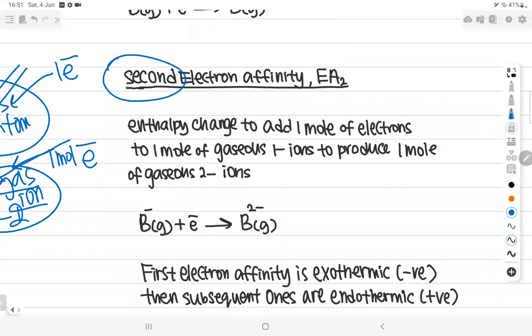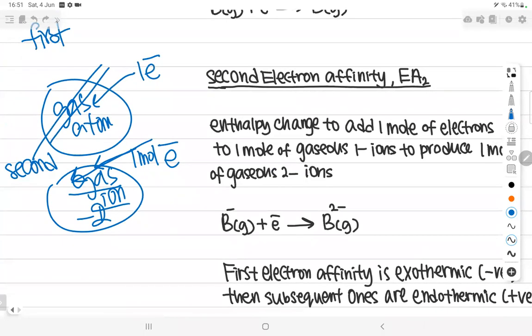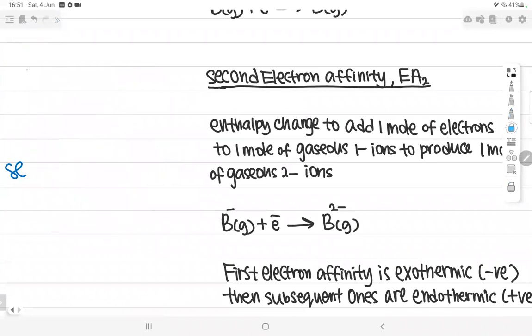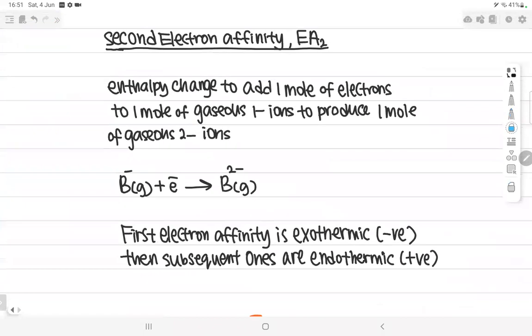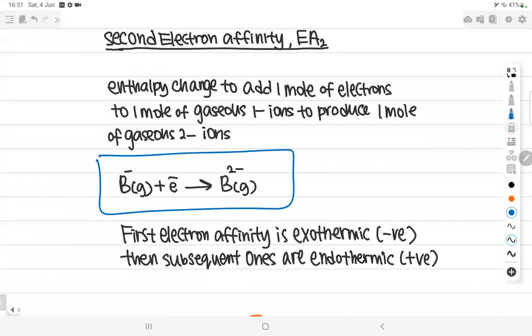Second electron affinity, the charge is 2-. Okay? So again, allow me to remind you one more time. Electron affinity, you will get negative charge. Ionization energy, you get positive charge. As simple as that. So this is the equation. You all can see, yeah, this is the equation here.